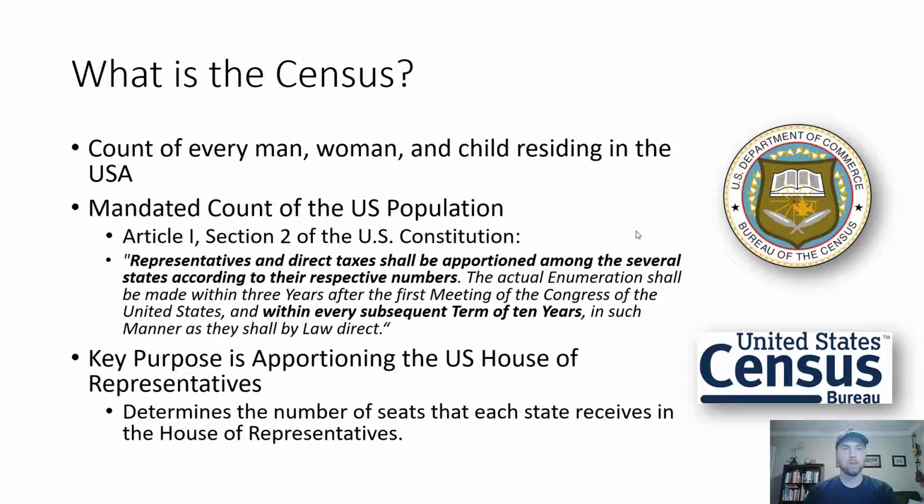The census, the decennial census, is mandated by the U.S. Constitution in Article 1, Section 2, which reads, "Representatives and direct taxes shall be apportioned among the several states according to their respective numbers. The actual enumeration shall be made within 3 years after the first meeting of the Congress of the United States, and within every subsequent term of 10 years, in such manner as they shall by law direct." The bold is added by me to highlight the important aspects. That's why we call it the decennial census, because it is a 10-year event. So that's the key thing here.